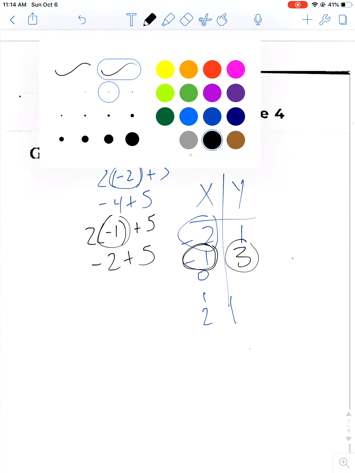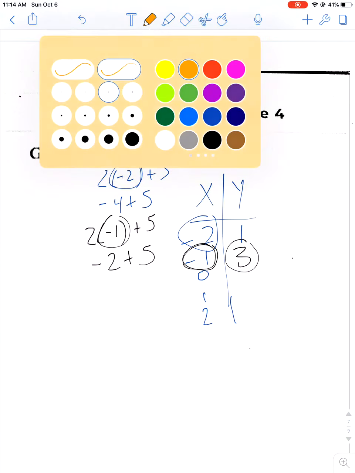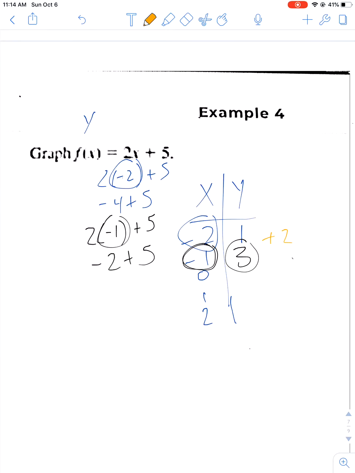And you can probably see what the pattern is. It's just adding 2 every time. Let's just make sure, though. Let's try 0. So I've got 2 times 0 plus 5. That's 0 plus 5, which is 5. So it looks like the pattern is just add 2 every time. So this should be 7 and 9.